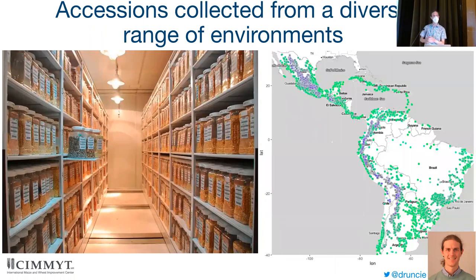This map shows the geographic distribution of over 17,000 maize accessions stored by CIMMYT, the International Maize and Wheat Improvement Center in Mexico. They span a wide range of environments, from the Caribbean islands to tropical lowlands to highland mountainous regions over 4,000 meters. As climates change and agriculture is forced to adapt so it can continue to feed a continuously growing world, these germplasm resources are an important resource for mining and finding alleles that may help us create crops that work.